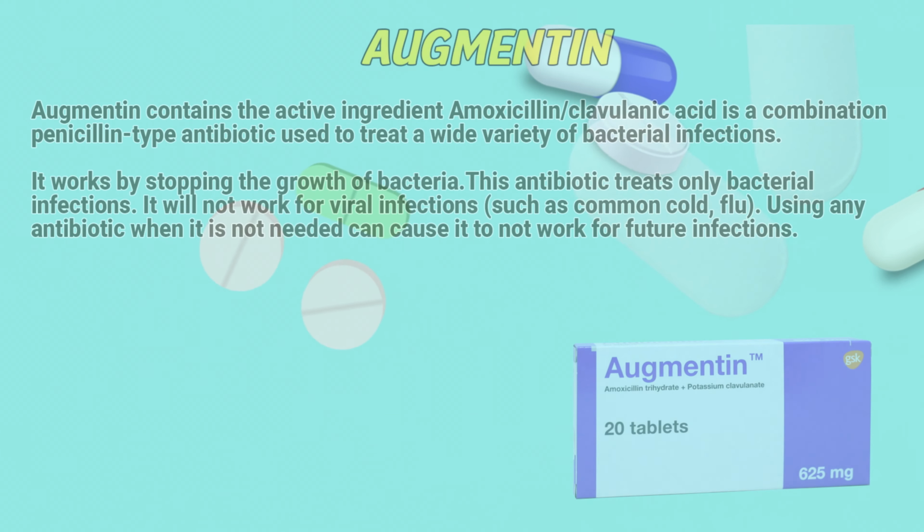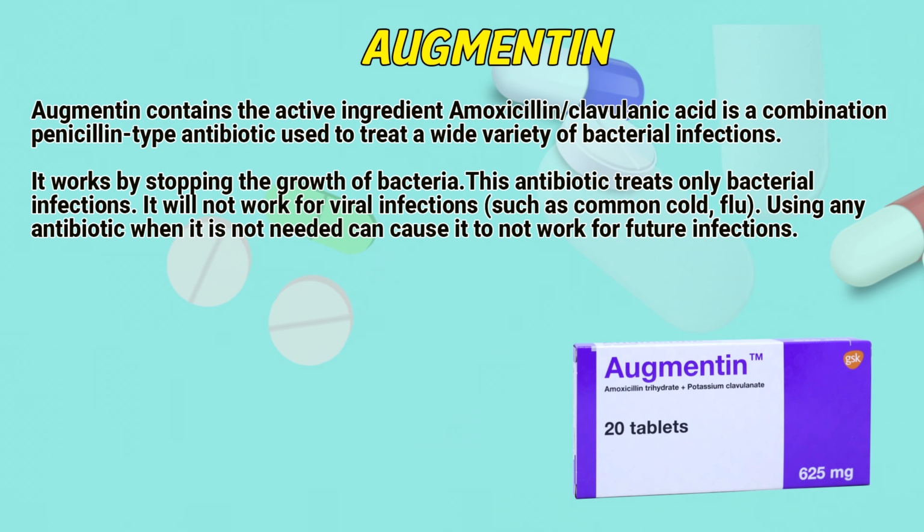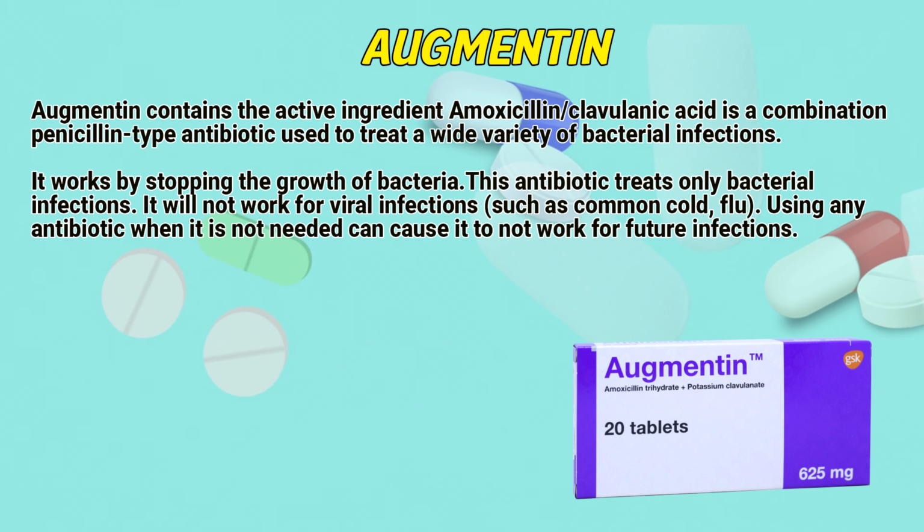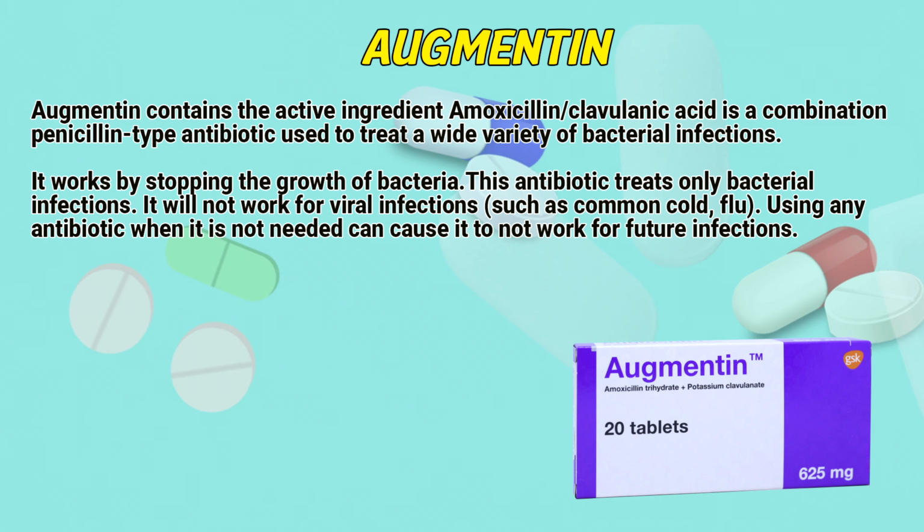Augmentin contains the active ingredients amoxicillin and clavulanic acid. It's a combination penicillin-type antibiotic used to treat a wide variety of bacterial infections. It works by stopping the growth of bacteria.